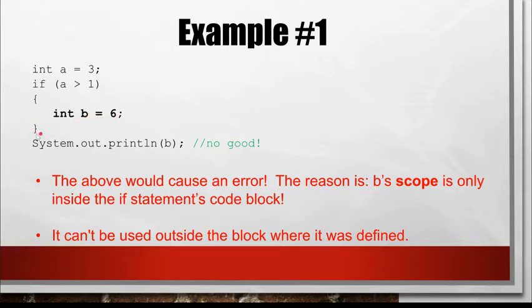But once the block is ended by this closing curly bracket, we can no longer use b, it is out of scope. The above would cause a compile time error. The reason is that b's scope is only inside of the if statement's code block. It can't be used outside of the block where it was defined.